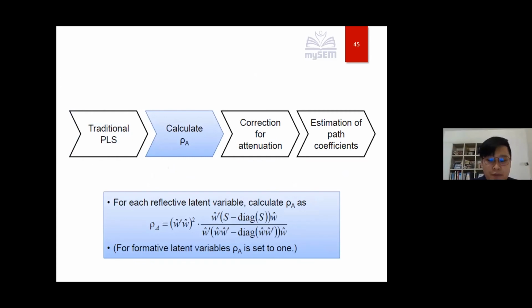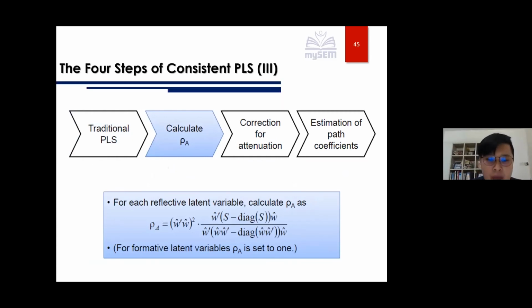But then when we move into step 2, things get fancier, where once you get the latent variable score, the second step for consistent PLS is to calculate the rho A. In rho A, the calculation is only for reflective latent variables. If you have a mixed model, such as mixed constructs, where you have formative, reflective, or maybe single-item constructs, then all will be set to 1 if you have formative or single item. But for reflective, they will recorrect the rho A using the outer weight estimate as well as the sample covariance matrix, as you can see in the formula here.